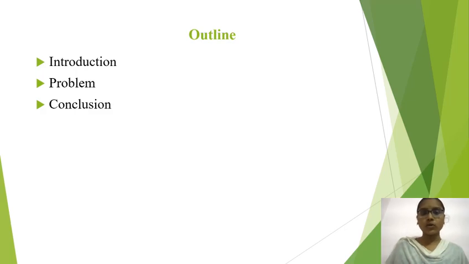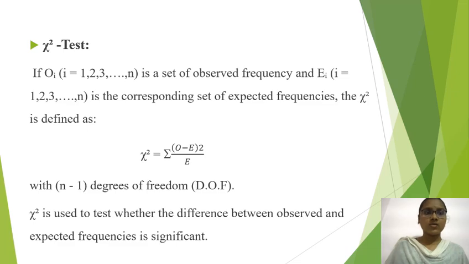First, we are moving to the introduction to the chi-square test. If O_i, i equal to 1, 2, 3 and so on, n, is a set of observed frequencies, and E_i, i equal to 1, 2, 3 and so on, n, is the corresponding set of expected frequencies, the chi-square is defined as chi-square equal to sigma of (O minus E) whole square divided by E, with n minus 1 degrees of freedom, in short form DOF. Chi-square is used to test whether the difference between observed and expected frequencies is significant.